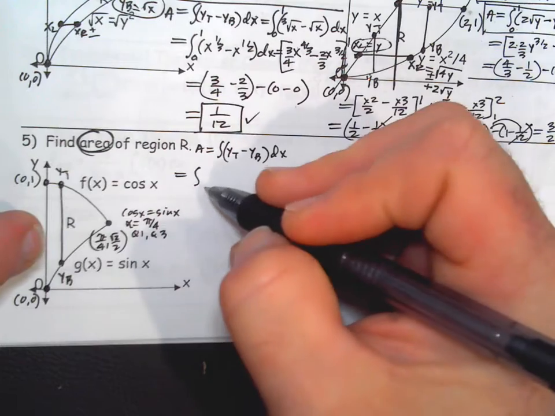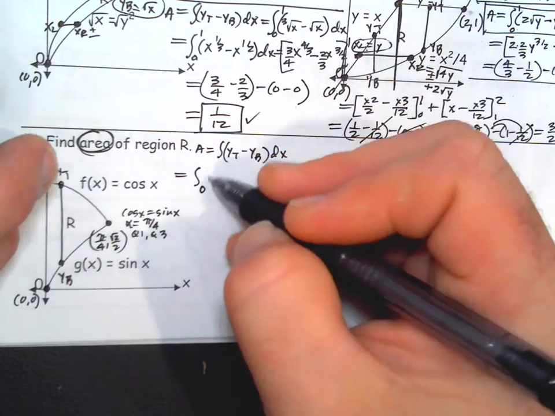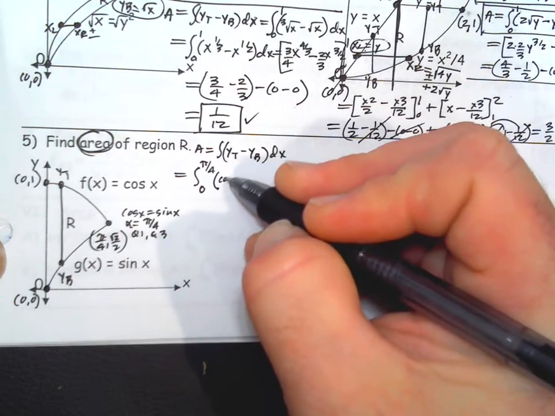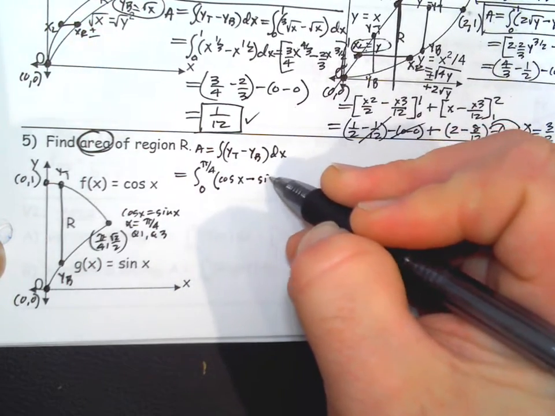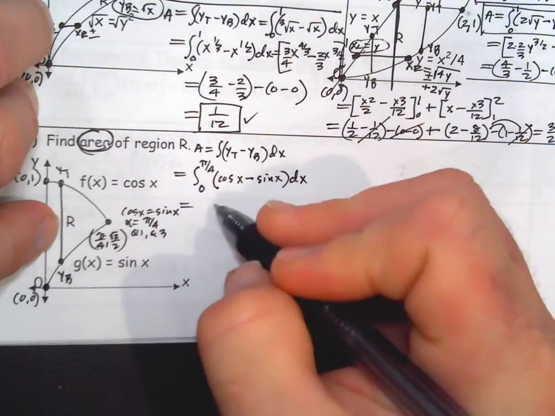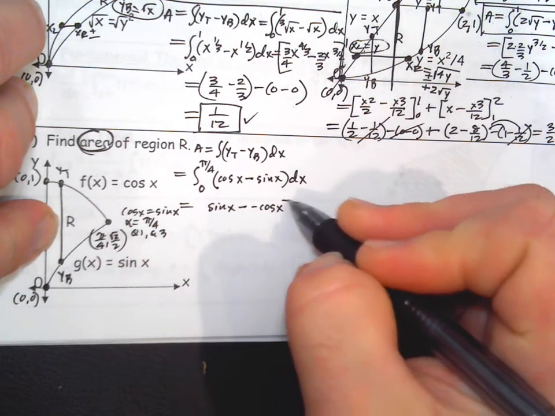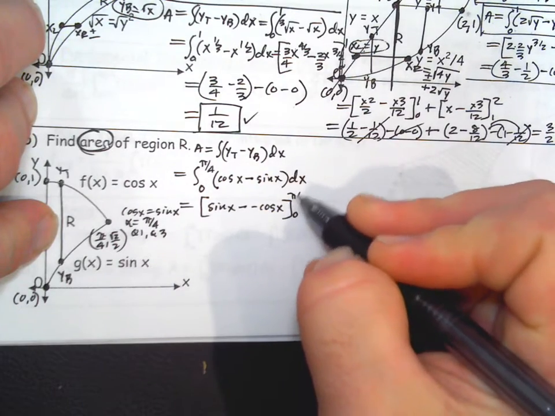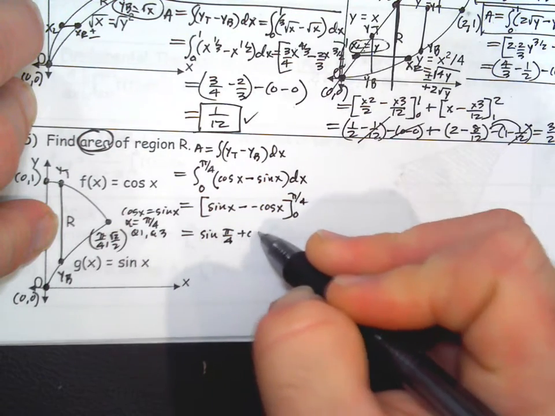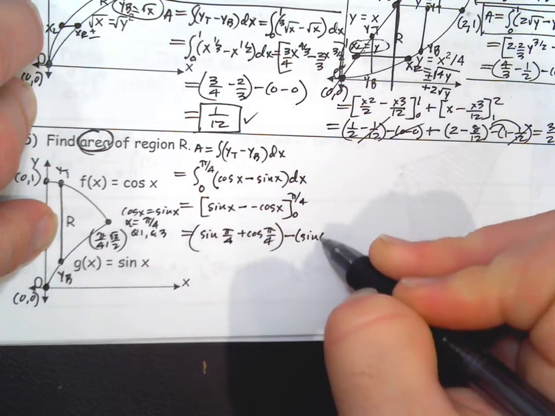Okay, so if we're going vertical slices in the x direction, we start at x equals 0 and at x equals pi over 4. Y top is just the cosine curve in terms of x. Y bottom is the sine curve in terms of x. So that's your setup. So the antiderivative of cosine is sine. The antiderivative of sine is negative cosine. Plug pi over 4 in, so you get sine pi over 4 plus cosine pi over 4, minus sine 0 plus cosine 0.